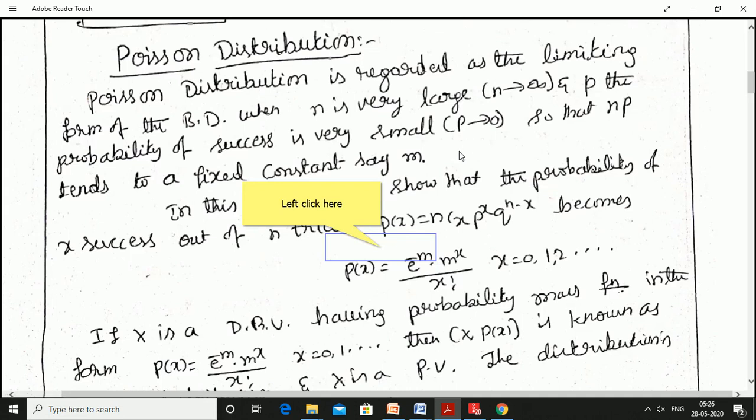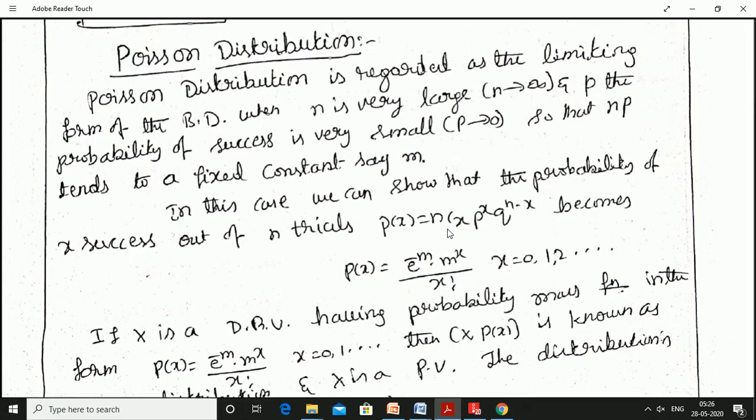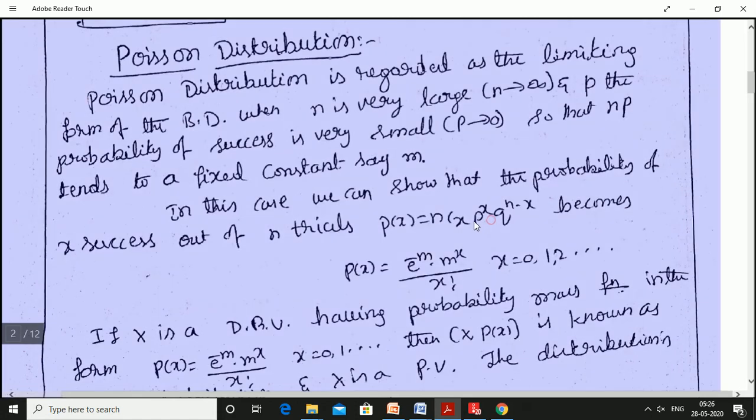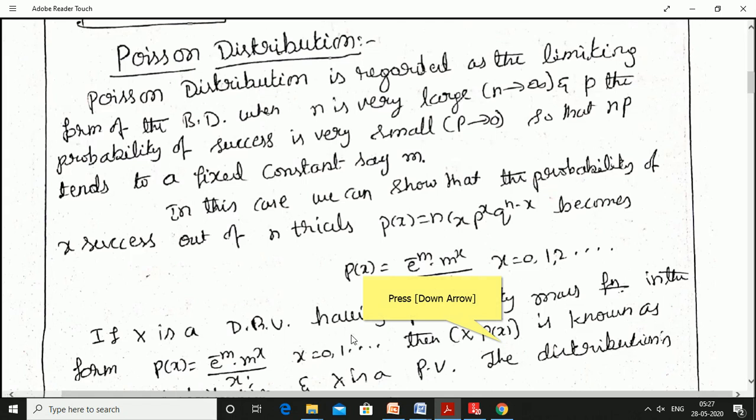In this case, we can show that the probability of X successes out of n trials, that is the probability mass function of the binomial distribution P of X is equal to nCx P power X Q to the power of n minus X, takes the form P of X is equal to e power minus m, m to the power of x divided by x factorial, where x is equal to 0, 1, 2, 3, etc. Look at this: x takes the values 0, 1, 2, 3, and so on, up to infinity, but it is countably infinite, hence it is discrete.